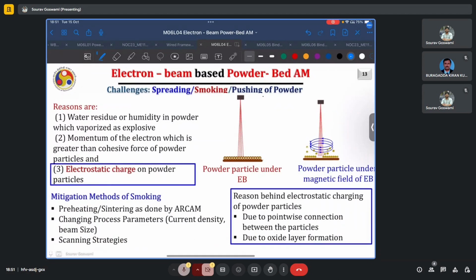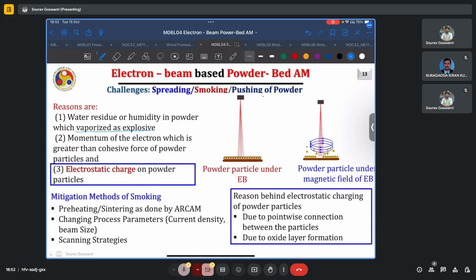Now, this slide lists some of the common reasons for the smoking phenomenon, which is also known as spreading or pushing of powder. Some of the main reasons are the presence of water residue or humidity in the powder, which, when heated, vaporizes as an explosion; the momentum of the electrons, which is greater than the cohesive force of the powder particles; and perhaps most importantly, the buildup of electrostatic charge on the powder particles.